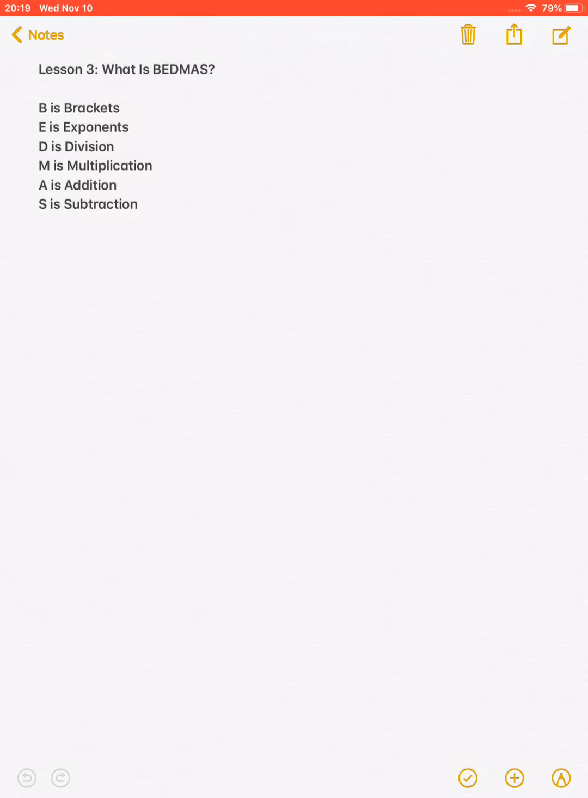We have 2 more. A stands for addition. And for example, that would be 13 plus 4. That would be 17. And finally, last but not least, is S. Subtraction. S means subtraction.